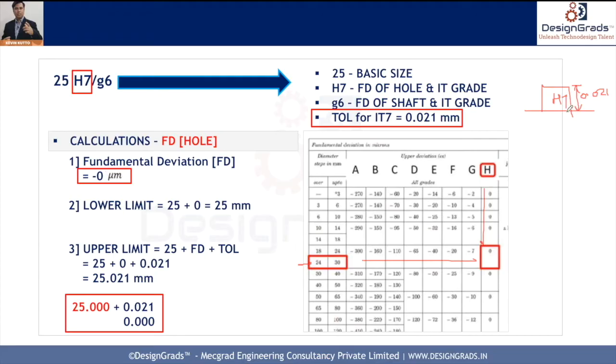So what will be the lower tolerance here? Lower tolerance will be 0, right? Because the fundamental deviation is 0, that means the lower tolerance is 0. And if you add the height of the block, which is nothing but the tolerance, you are going to get the upper tolerance. So the upper tolerance will be 0.021. And this was your basic size. Basic size was 25. So that's how you are going to get limits: 25, lower limit was 0, and upper limit is 0.021.